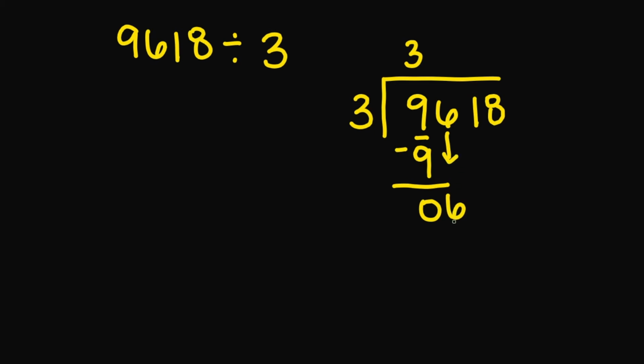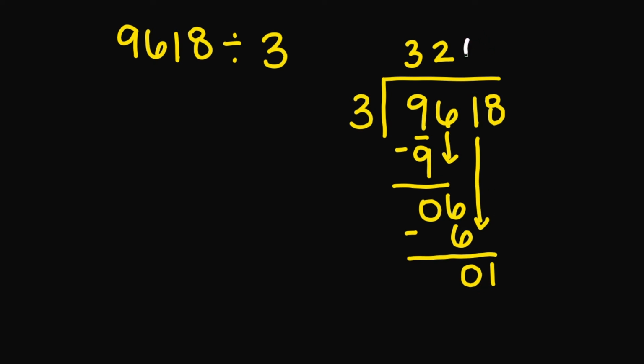3 goes into 6 how many times? 2 times. 3 times 2 is 6. Now I'm going to subtract. 6 minus 6 is 0. Now I'm going to bring down my 1. Okay. 3 goes into 1 how many times? 0 times. It's too small.